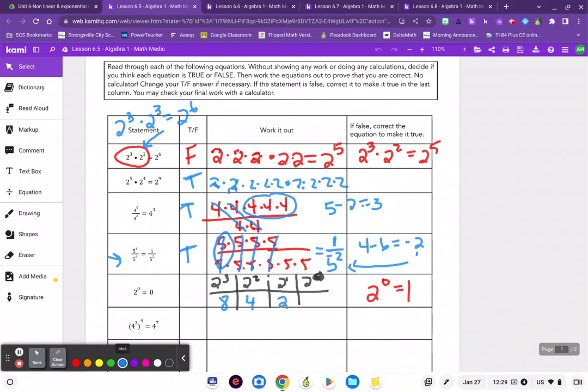So let's see how this pattern works. From 8 to 4, I have to divide by 2. 8 divided by 2 is 4. I could divide by 2 again. 4 divided by 2 is 2. Notice that my base is 2, so it works out that I'm dividing by 2. And if I continue my pattern, 2 divided by 2 is 1. So it turns out any base raised to the 0 power is 1.